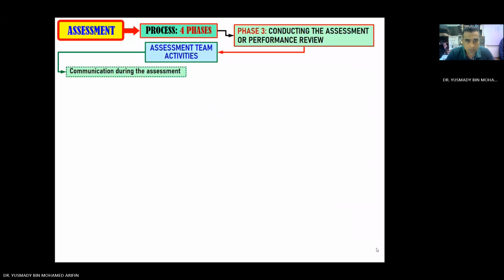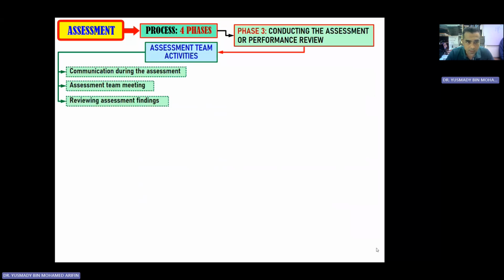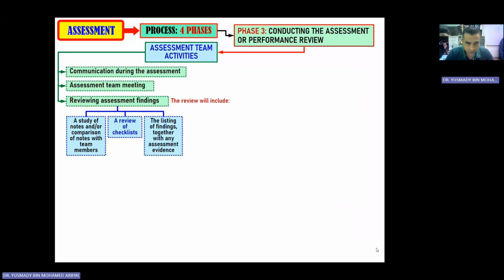Okay, next, in terms of activity, communication during the assessment team meeting. So these we will not discuss in detail because probably we already discussed in a previous slide. And also we have reviewing assessment findings. So the review will include a study of notes and or comparison of notes with team members, a review of checklists, the listing of findings together with any assessment evidence, decision on opportunities for improvement, the writing of opportunities for improvement, OFIs.